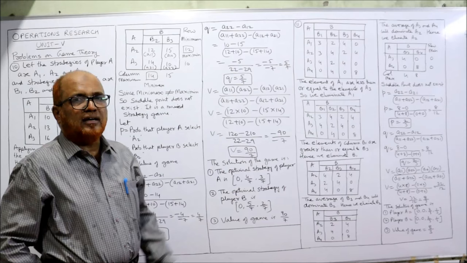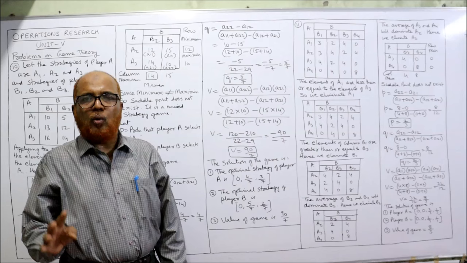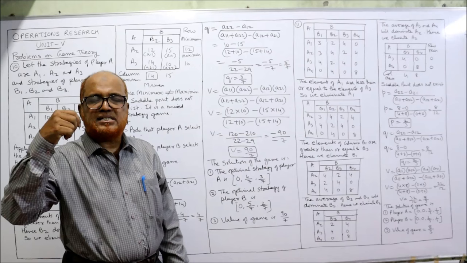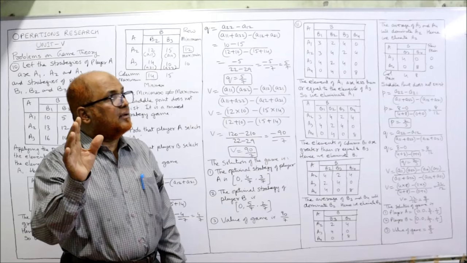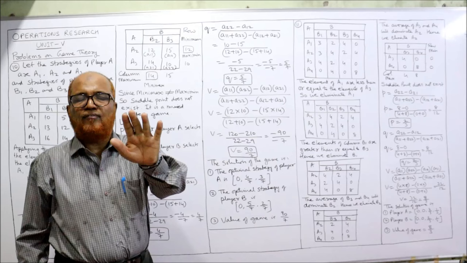Finally, the optimum solution for player A. The optimal strategy for player A starts with 0, 0. Why am I taking 0, 0? Originally, 4 strategies were there for player A. A1 strategy eliminated, A2 strategy eliminated. Finally, we are having only A3 and A4. A1 and A2 gone. That means player A will never adopt A1 and A2. The probability will be 0, 0.